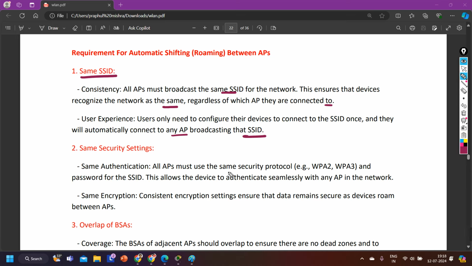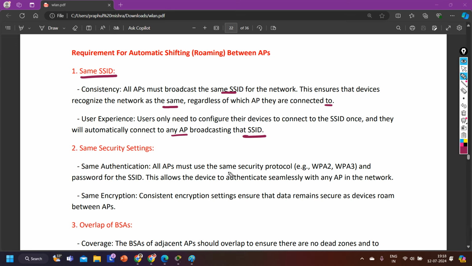Getting my point? So a client machine needs to connect with one AP which is transmitting the same SSID. If a client machine is connected with any AP with that SSID, it can connect with any other AP as well that is transmitting the same SSID, right?